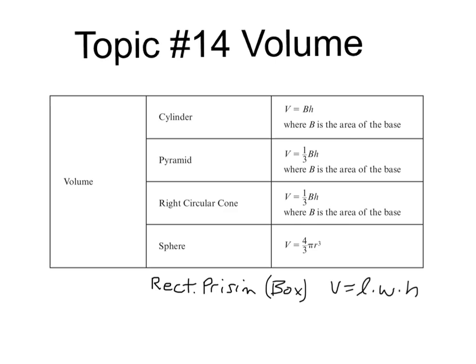Alright, topic 14 is on volume, and here are the formulas that you're given on the exam for volume: cylinders, which are cans; pyramids, like in Egypt; right circular cones, which are like sugar cones; and spheres, which are balls. You also have to know, or should know, a very early formula in your career as a math student: volume equals length times width times height for a box.